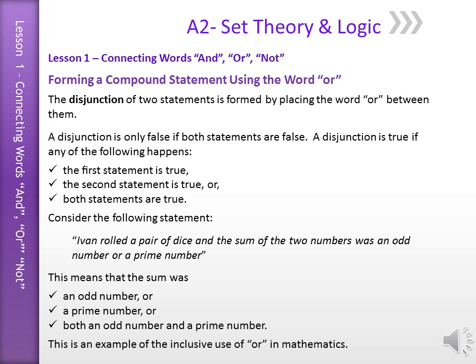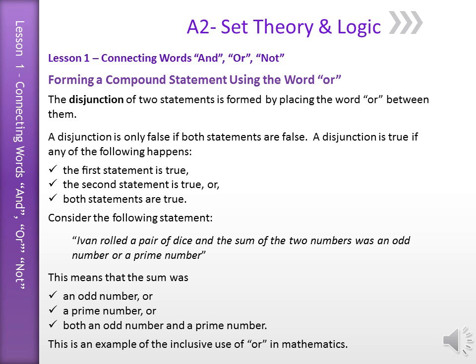Forming a compound statement using the word or. The disjunction of two statements is formed by placing the word or between them. A disjunction is only false if both statements are false. A disjunction is true if any of the following happens: the first statement is true, the second statement is true, or both statements are true.